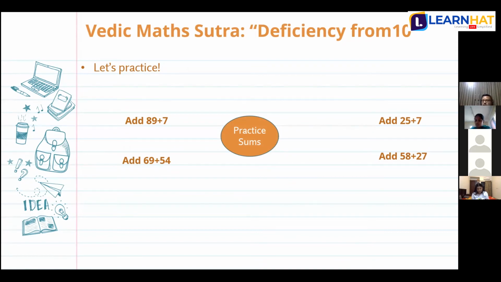What we should do here is take the number, find what the deficiency is, and then do the addition.